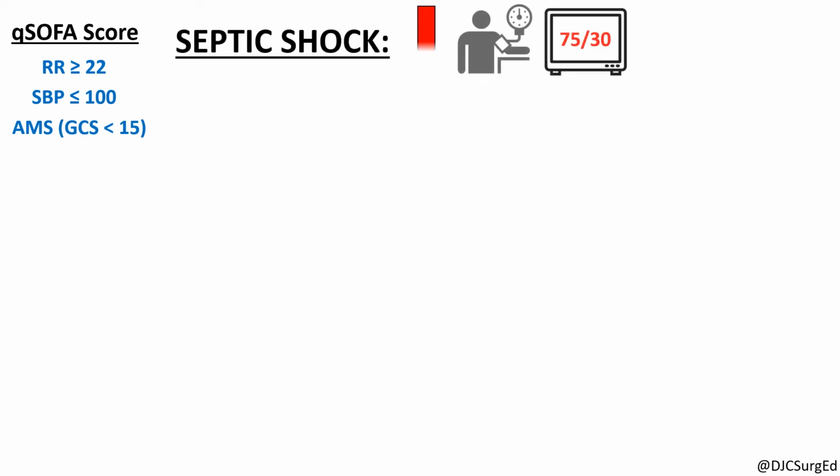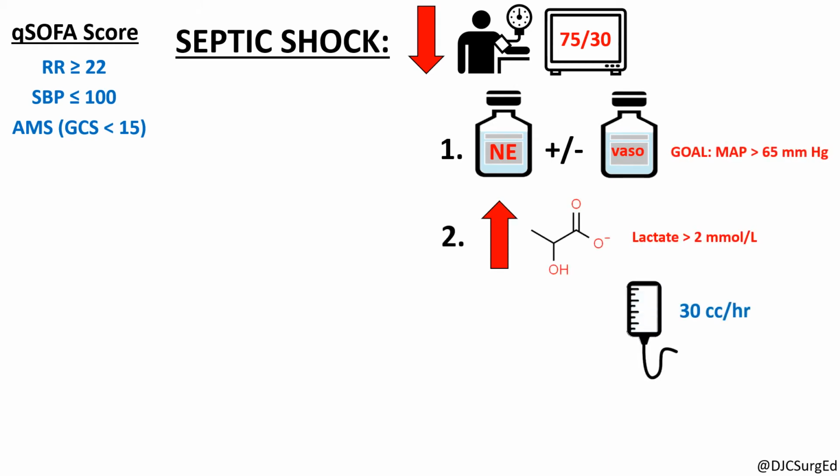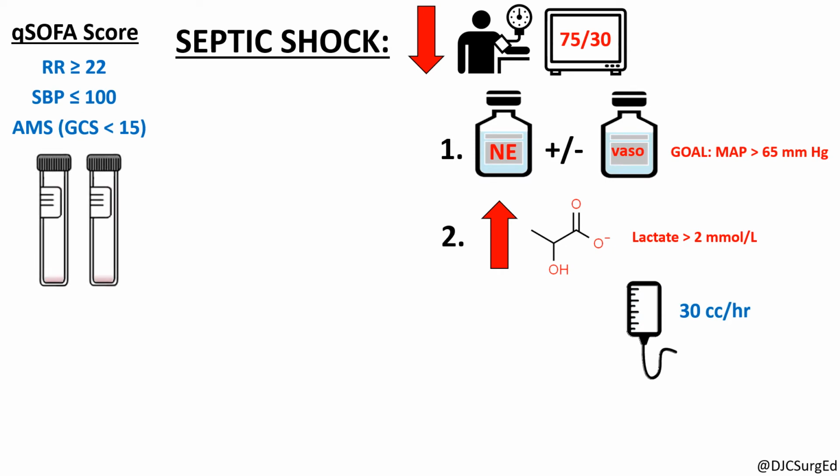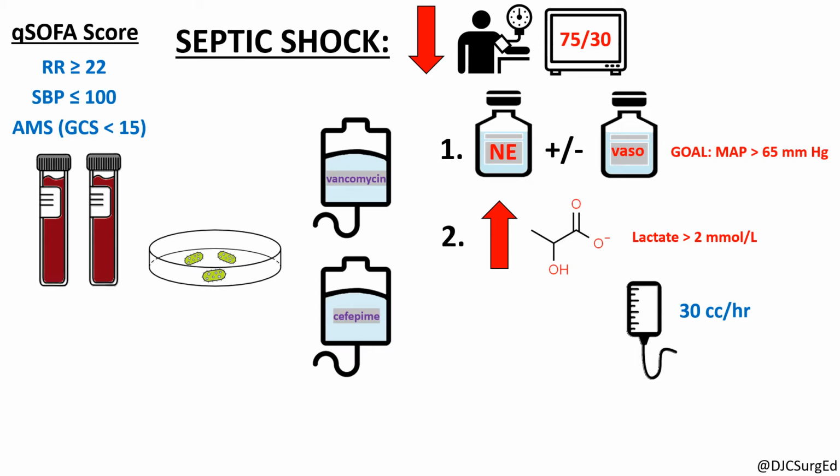Septic shock is present when there is persistent hypotension requiring vasopressor support to maintain a MAP of 65 in the setting of an elevated lactate despite adequate volume resuscitation. Patients should be cultured with early administration of broad-spectrum antibiotics within 1 hour of sepsis recognition.